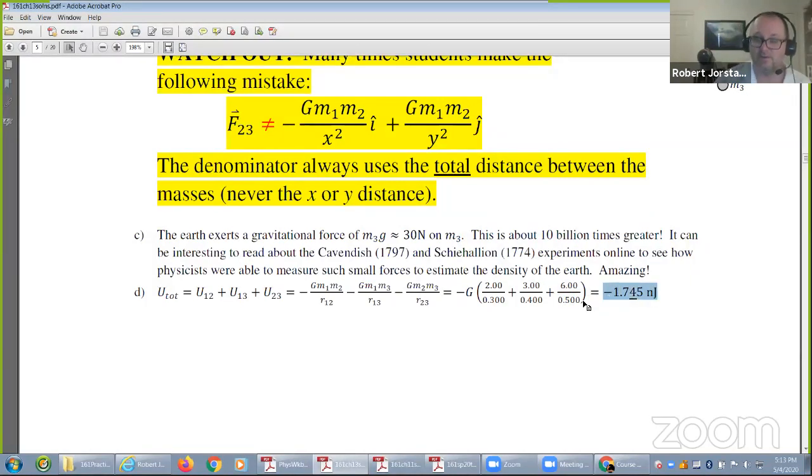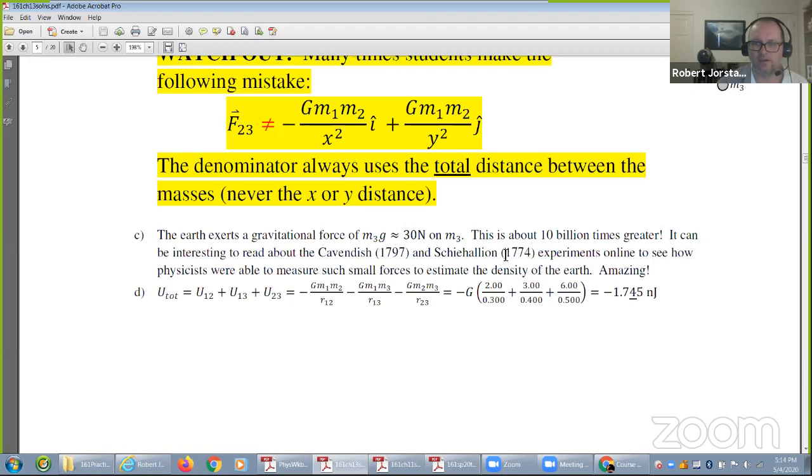So make sure you actually punch these in. And notice, check this out. Look at this. I didn't use centimeters. Okay, I used meters because, again, big G has units of meters. Oh, yeah, there we go.